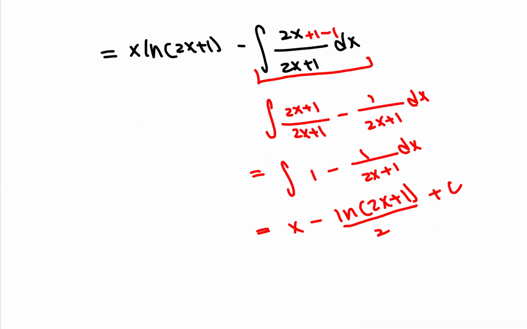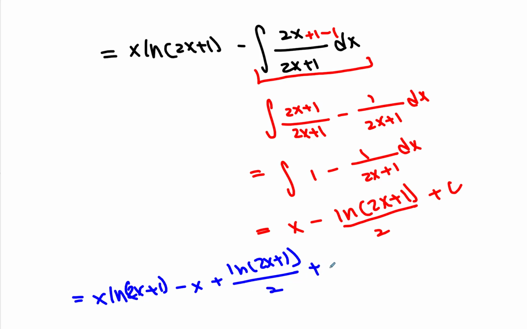So I have to put this one in place of the red expression over here. Then my final answer now becomes x ln of 2x plus 1, and then minus, because of this negative sign, it's going to switch the signs here, negative x plus ln of 2x plus 1 over 2, plus c. Plus c doesn't really matter one way or the other.